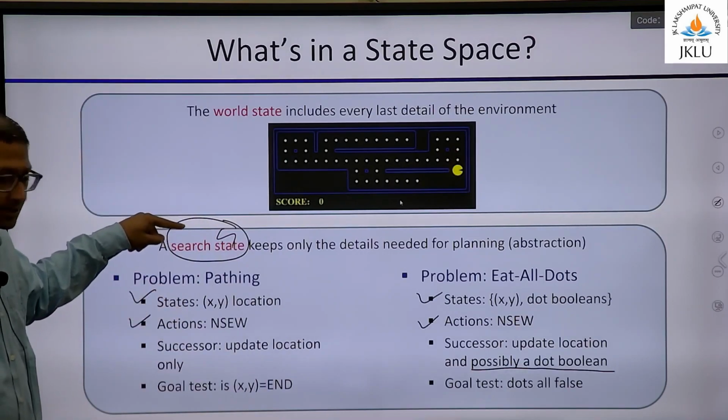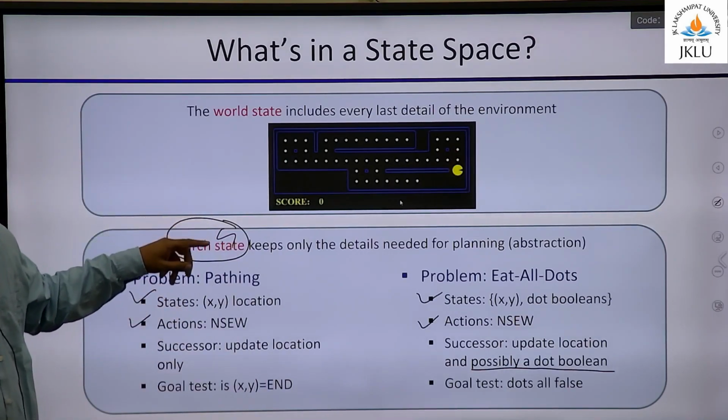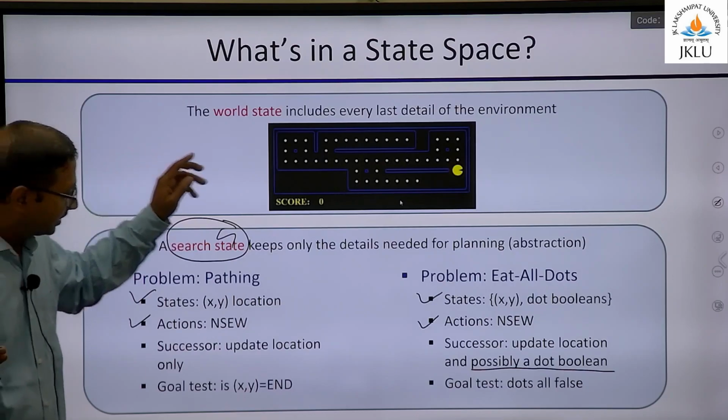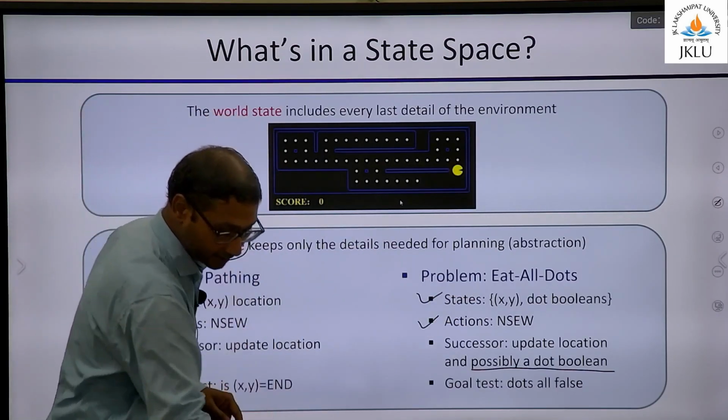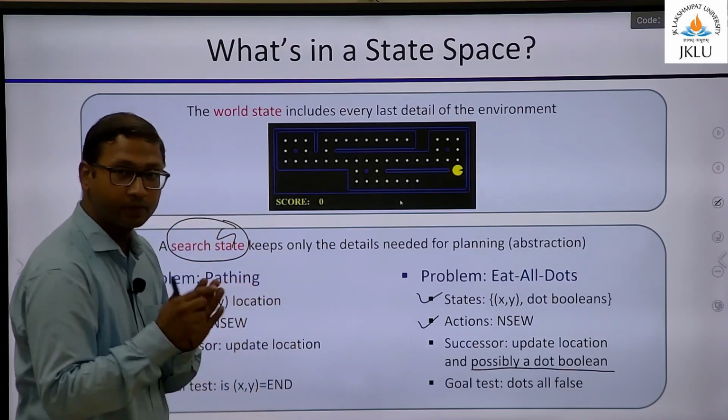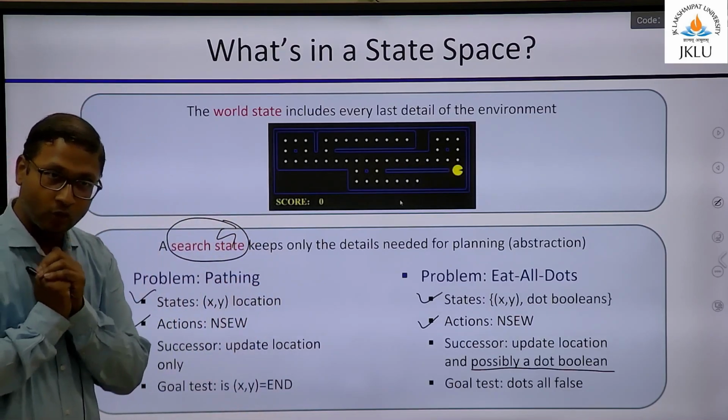Different problems and different ways search state is defined. Search is a very important problem. This will stay with us throughout this course.